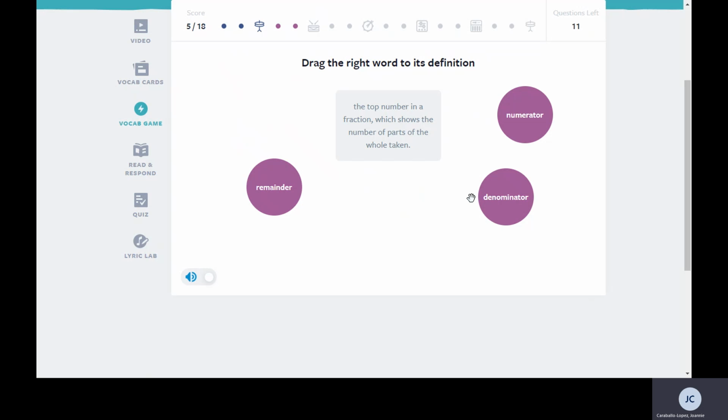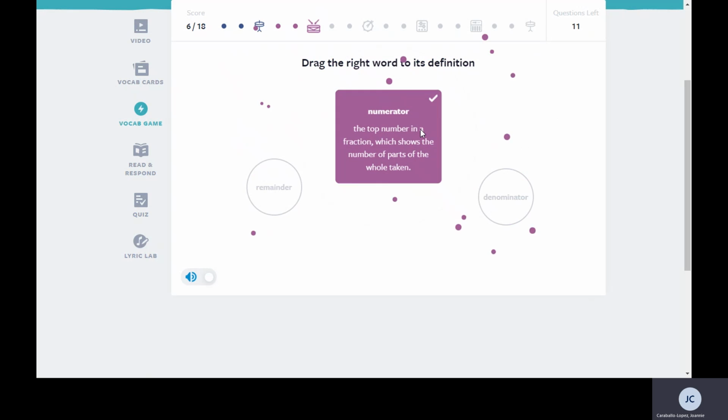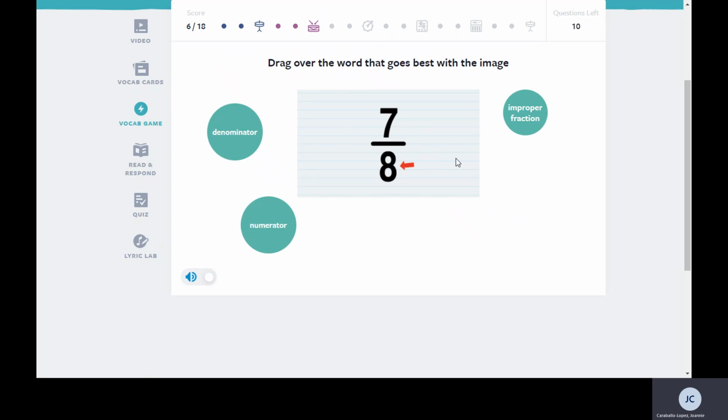The top number in a fraction, allá les va a tocar a ustedes. The top number in a fraction, which shows the number of parts of the whole taken. La parte de arriba de una fracción que muestra el completo de lo que se tomó. What do you guys decide? Quickly, yes. The numerator. Vamos a ver si está correcto. Yes, you get a point back, right?